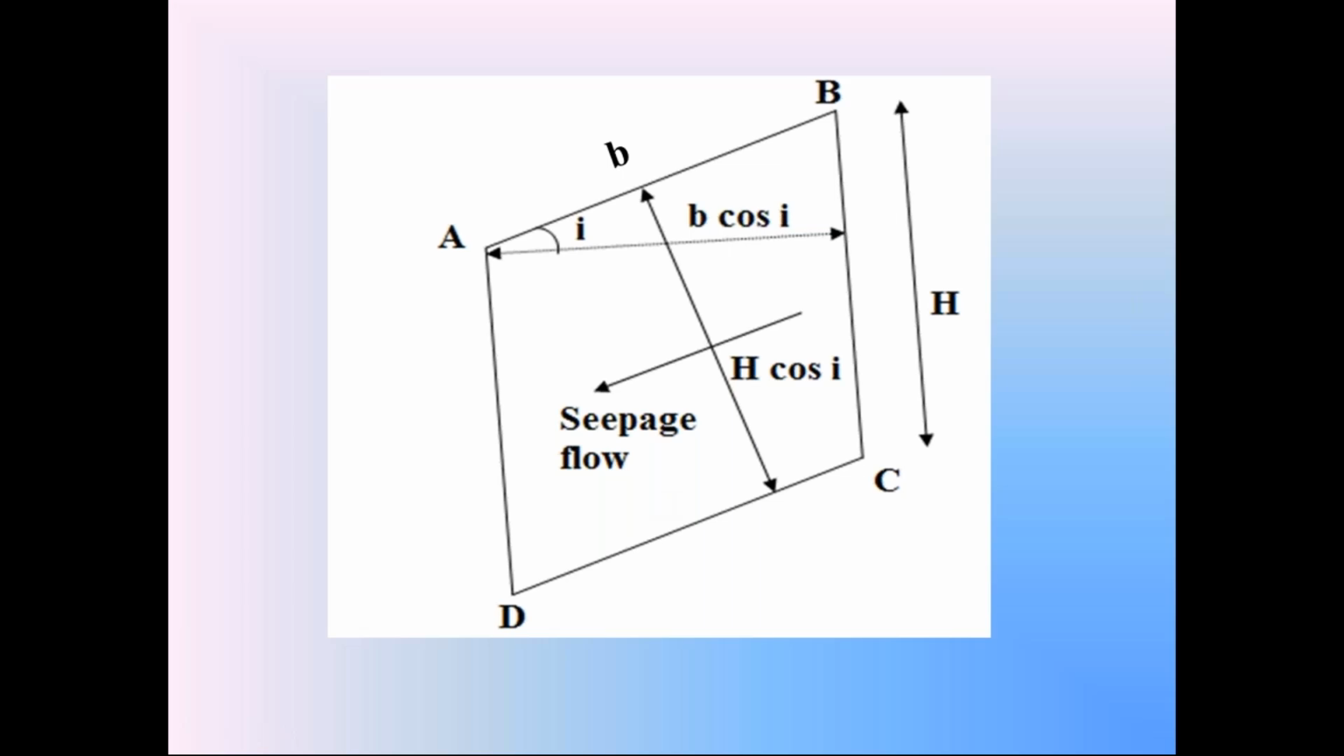The pore water pressure is indicated as small u. That pore water pressure is equal to the unit weight of water, gamma W, into the vertical height of seepage flow. Here, this is the height of the seepage flow perpendicular to the direction of seepage flow. So this is also called the height of the soil prism perpendicular to the direction of seepage flow.